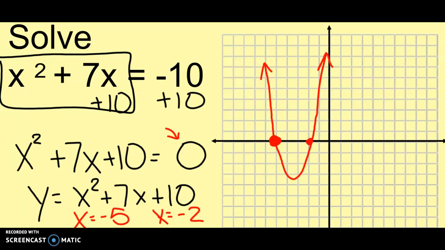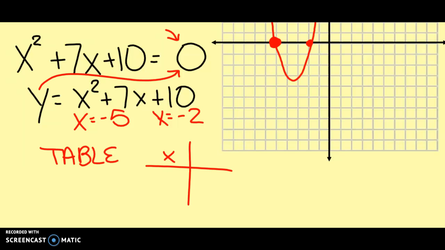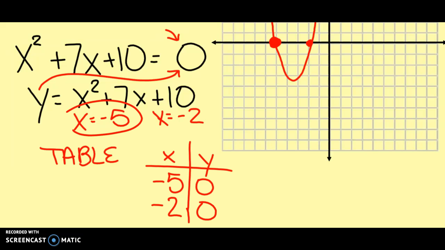Sorry about that. All right, if you're not sure, if you can't see it, go in your table. You're just going to look where y is equal to 0. Take a second to do that now. You should have x set at -5 and you should see a 0 at y. At -2, you should also have a 0 at y. And those are your solutions.